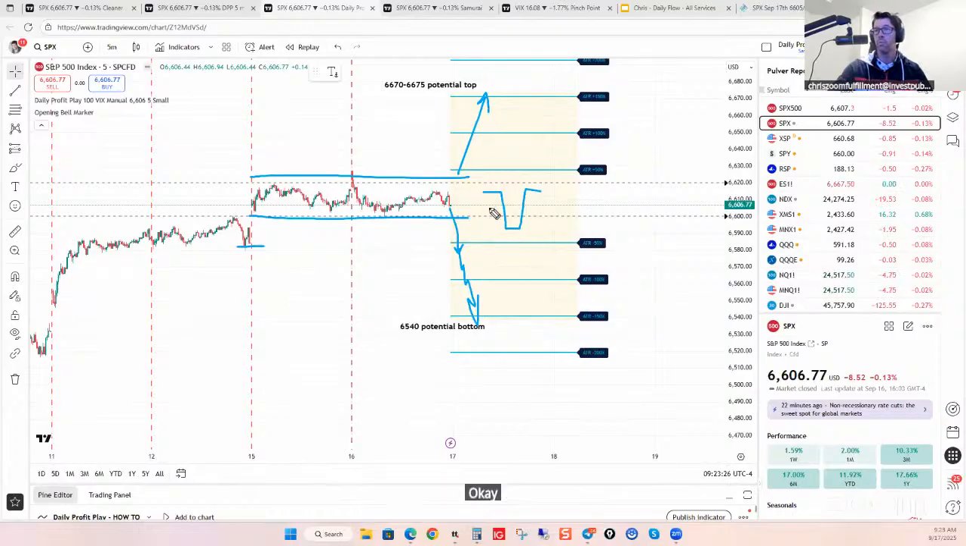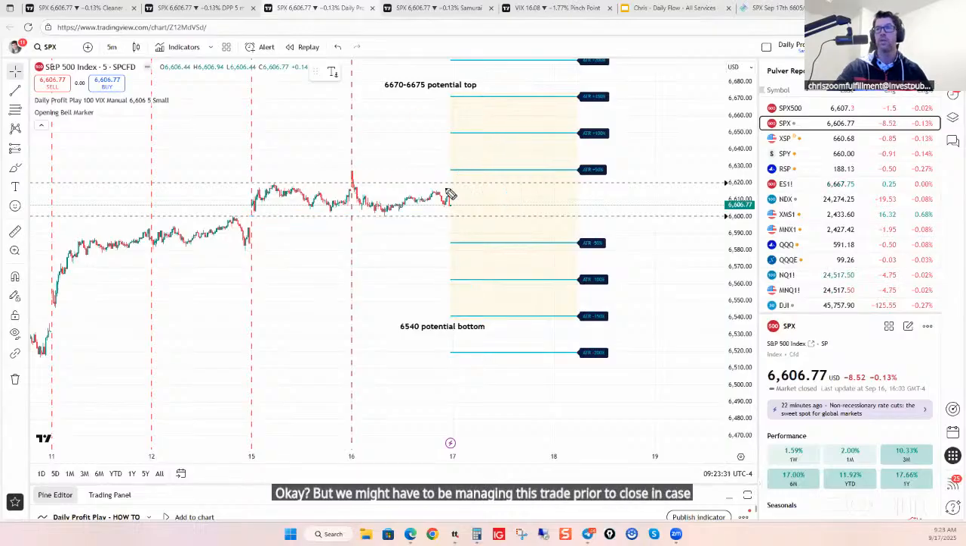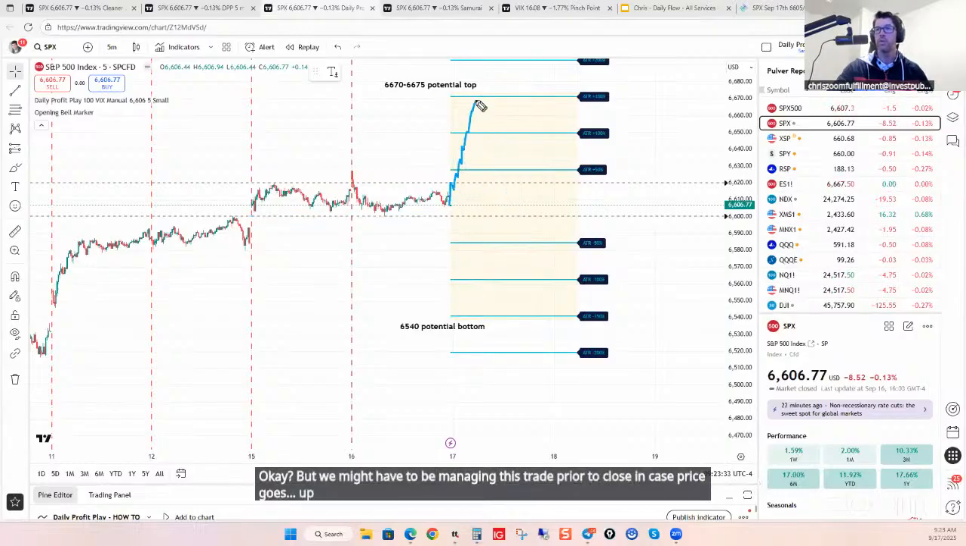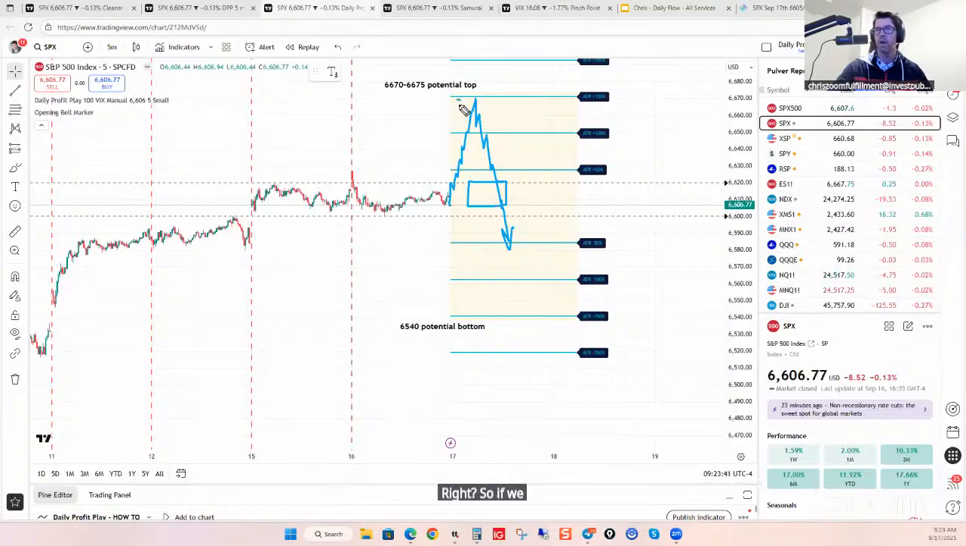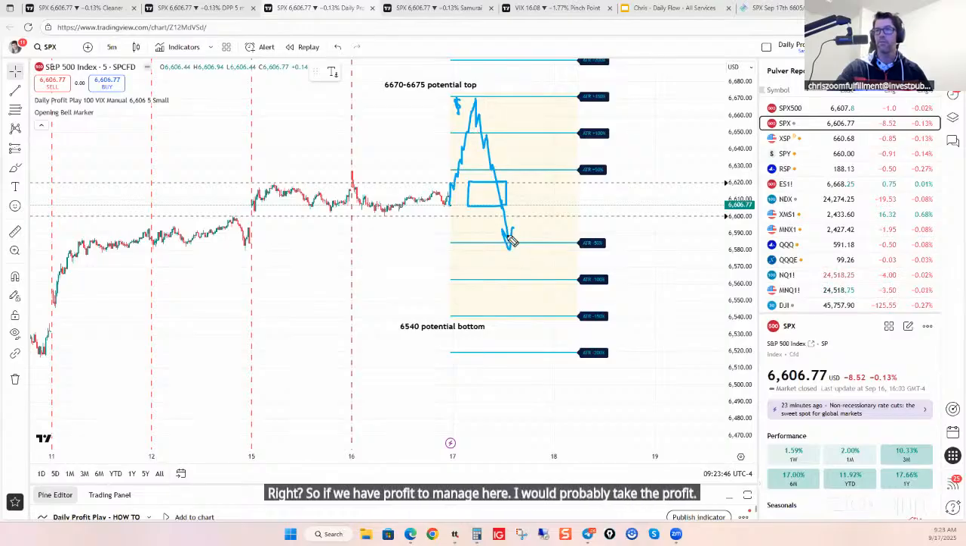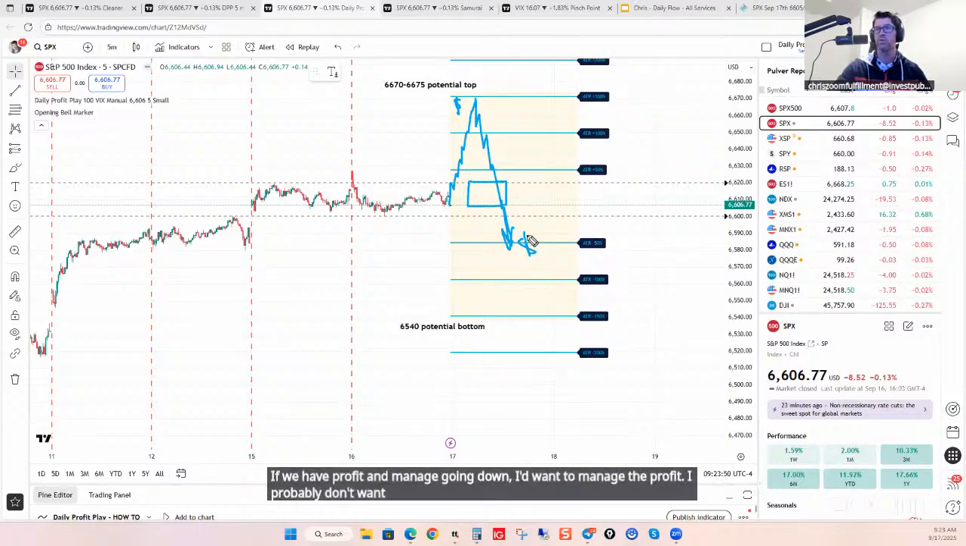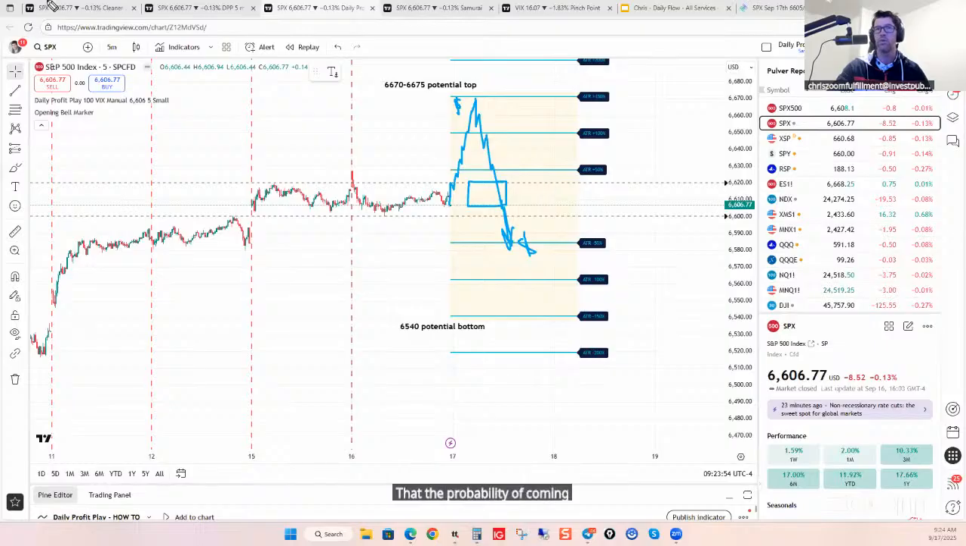Okay. But we might have to be managing this trade prior to close in case price goes up through the 2 p.m. announcement and then down through Powell's press conference. And if it's in the dead zone, you don't want to get stuck in that dead zone, right? So if we have profit to manage here, I would probably take the profit. If we have profit to manage going down, I'd want to manage the profit. I probably don't want to hold that thing all the way to close unless it's such a big move one way or the other that the probability of coming back into the dead zone is pretty slim.